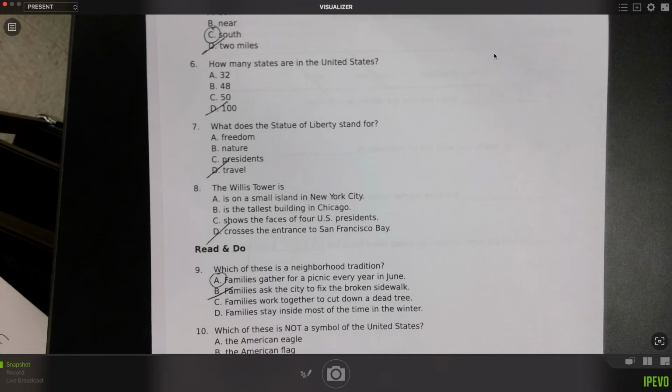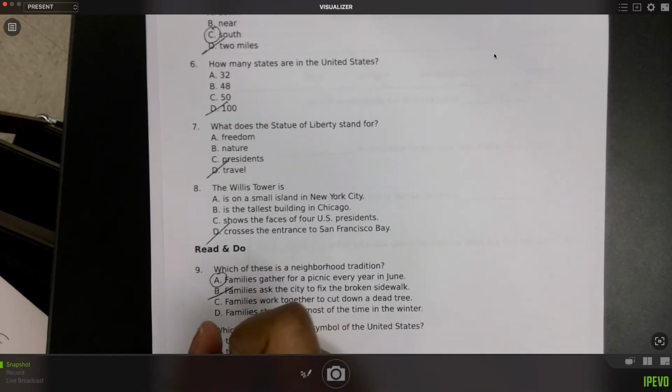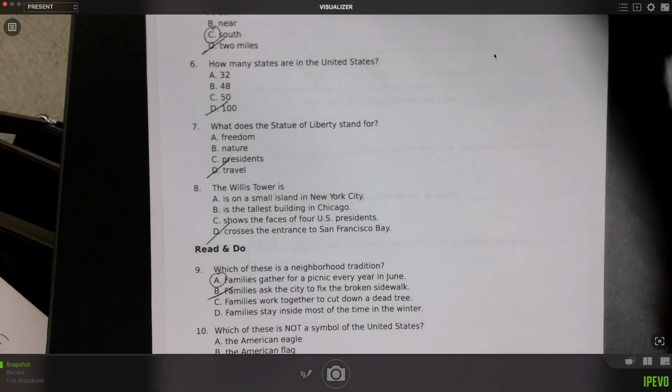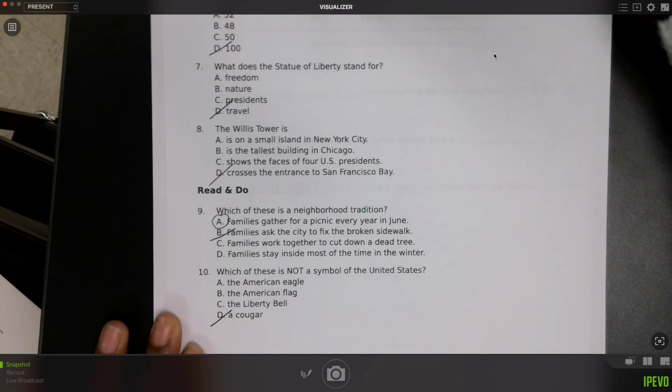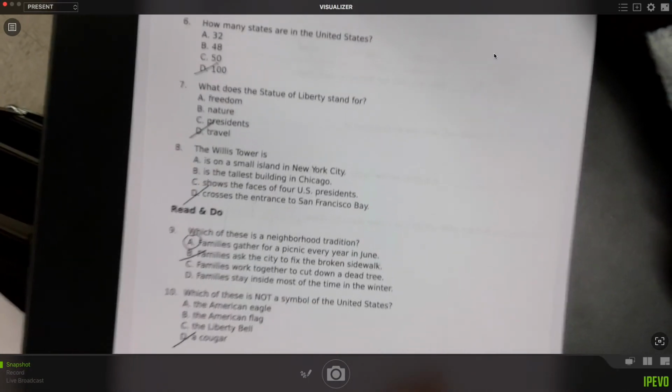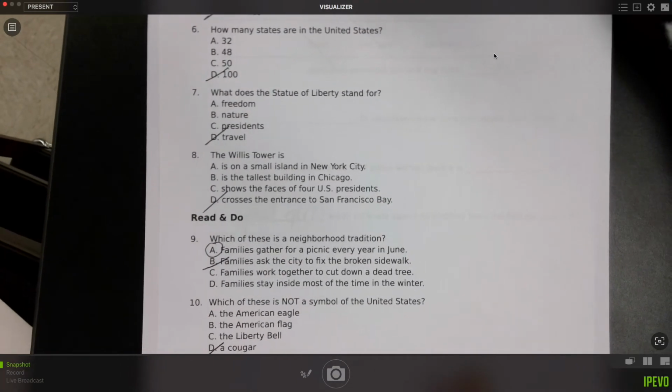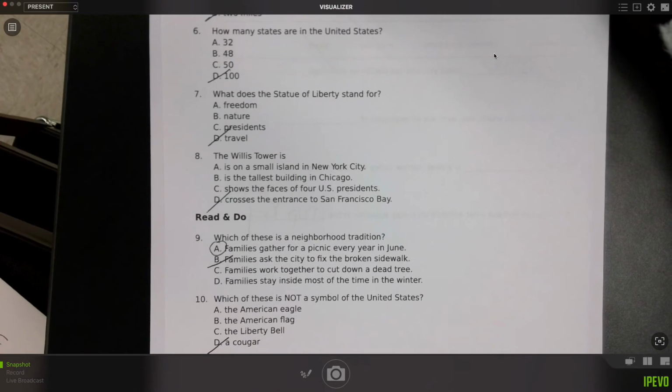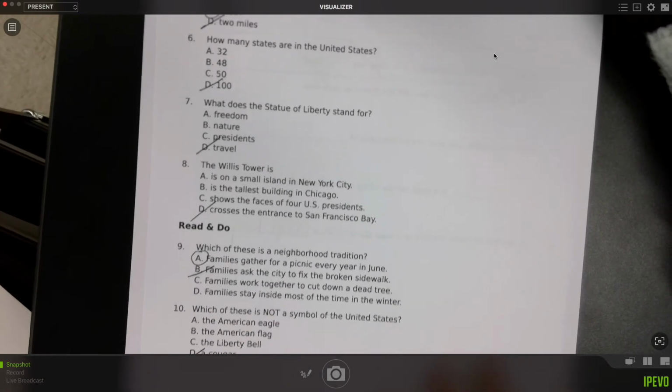10. Which of these is not a symbol of the United States? A, the American eagle, B, the American flag, C, the Liberty Bell, or D, a cougar? A cougar is definitely not a symbol of the United States. That's just crazy. So I did 5 and 9 with you guys. You guys go ahead and do 6, 7, 8, and 10 on your own.